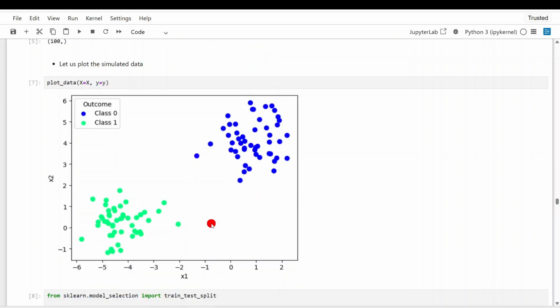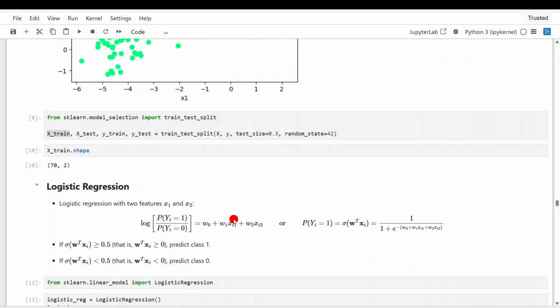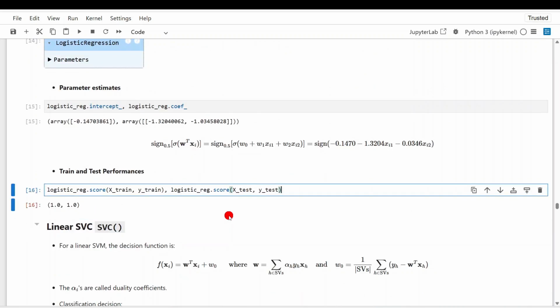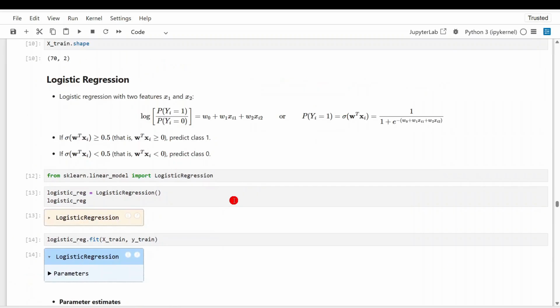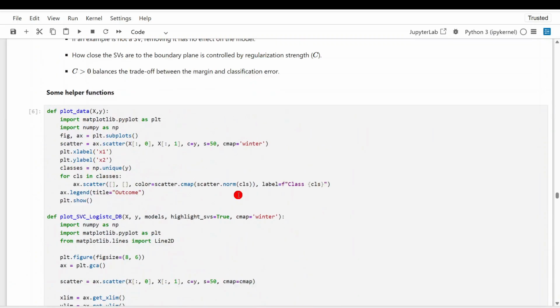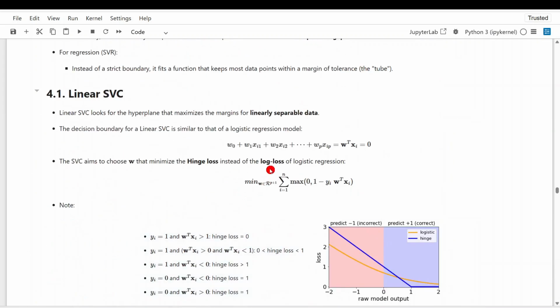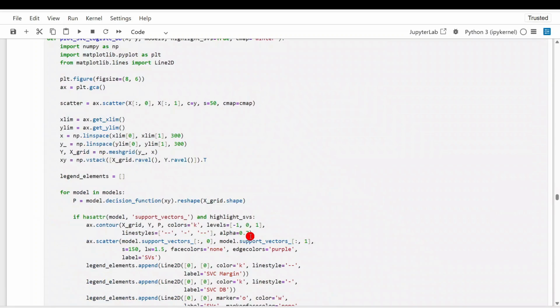So for this data, the logistic regression model is enough because it can separate these two different classes with 100% accuracy. So now let's consider a linear support vector classifier. In the linear support vector classifier, the decision boundary is just this linear predictor, which is the same as that of the logistic regression model.